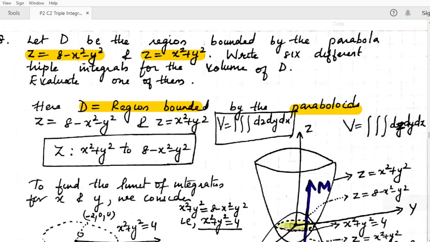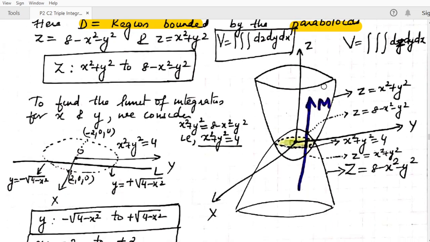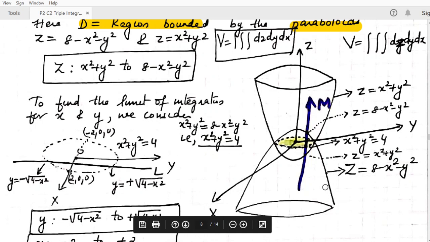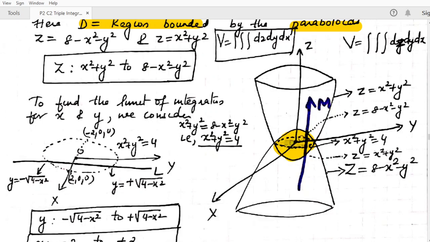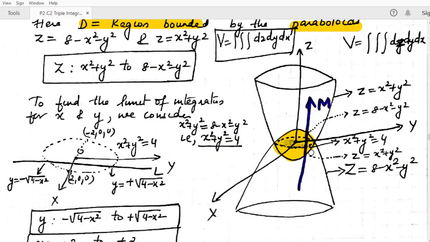When we say that the bounds are paraboloids, that means one paraboloid will be like this and the other paraboloid will be like this, and the region between these two paraboloids is the region whose volume we have to find. Whenever a region is bounded by two paraboloids, one opens in the upward direction and the other in the opposite direction, and the region contained and bounded by these two paraboloids is the particular region for which we have to find the volume.